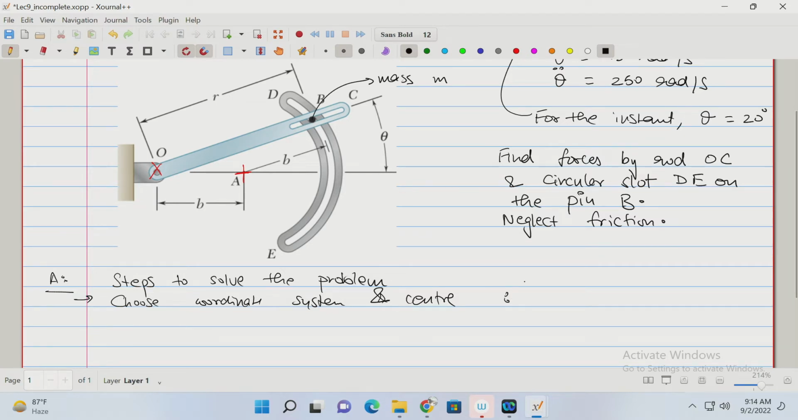In this case, the choice is polar with O as the center. That means the R and theta that are given in the problem become our R and theta. If we had chosen A as the center, then R would have been B, which is constant, so things could get much easier, and the theta or the angle would be this. But in this case, we have R and theta.